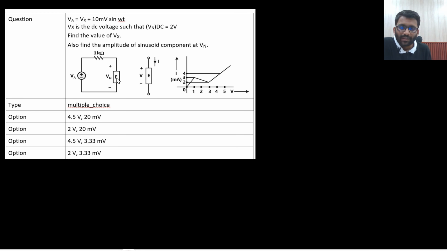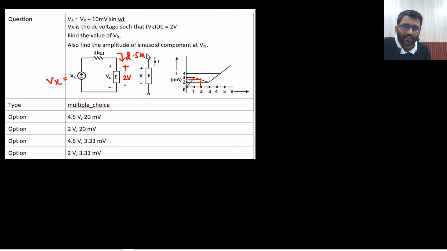Basically, when here you apply Vx, at that time you get 2 volt here. So for this curve, I have V versus I characteristics. If I am getting 2 volt here, that means how much current it is driving? 2.5. It is driving 2.5 milliampere current. Are you getting this point?